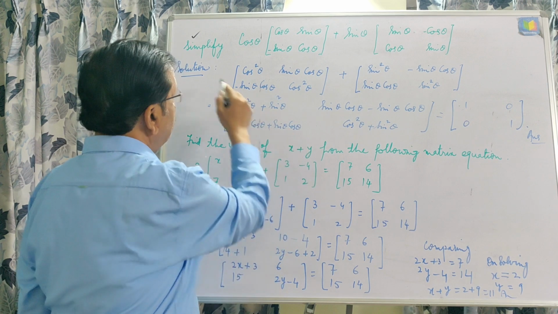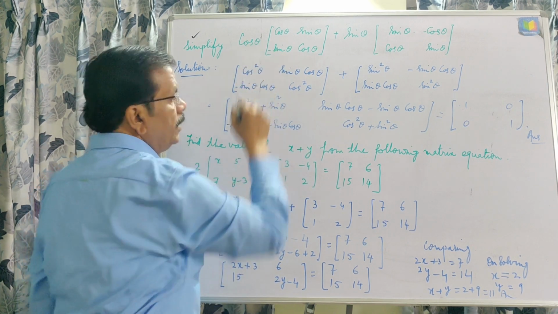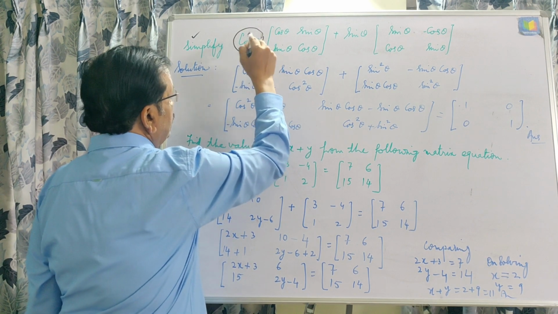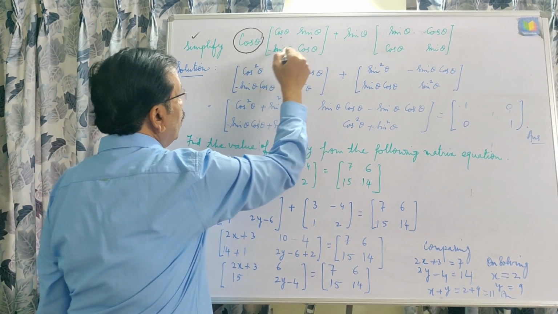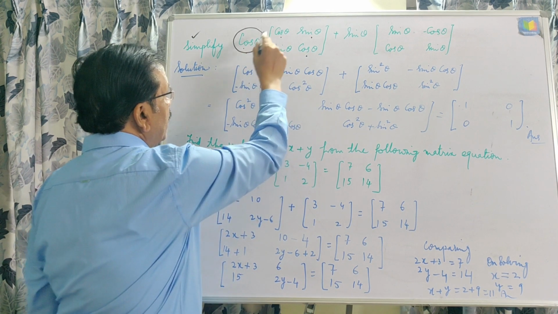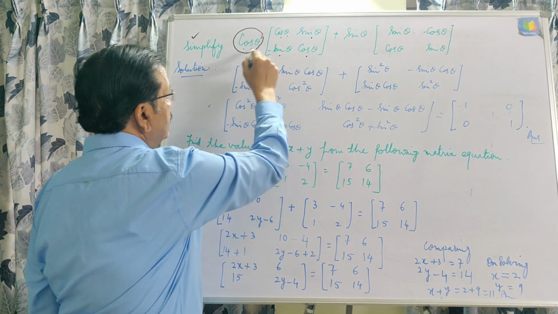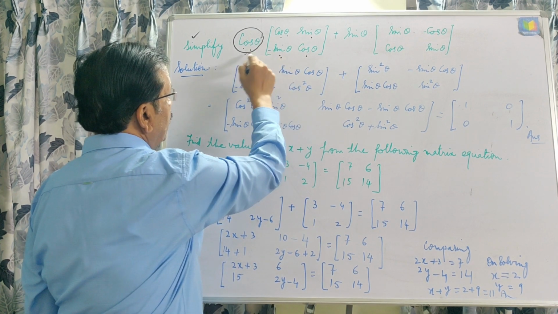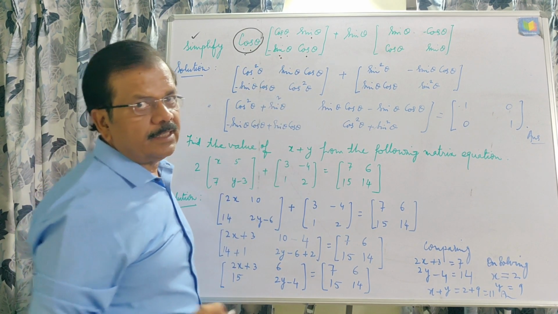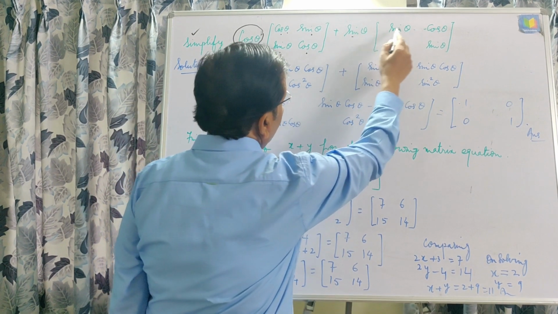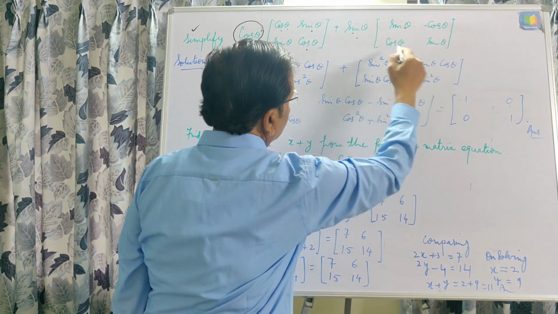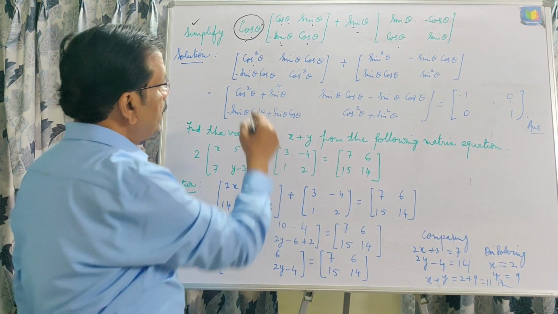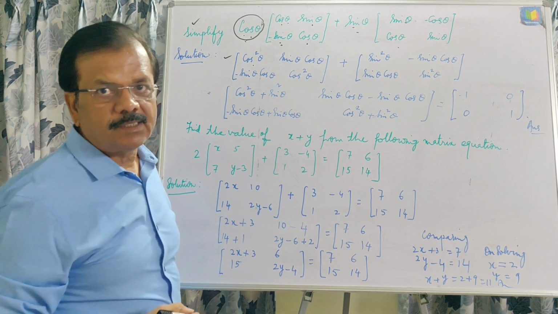The first step: we know that if we multiply with any quantity, it will be multiplied to all the elements. Once we multiply here, this will be cos square theta, this is cos theta sin theta, this is minus cos theta sin theta, and this is cos square theta. In the same way, here also sin square theta, minus sin theta cos theta, sin theta cos theta, and sin square theta. After multiplication, this is the first step.